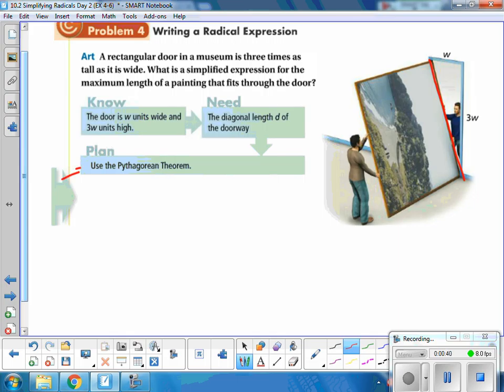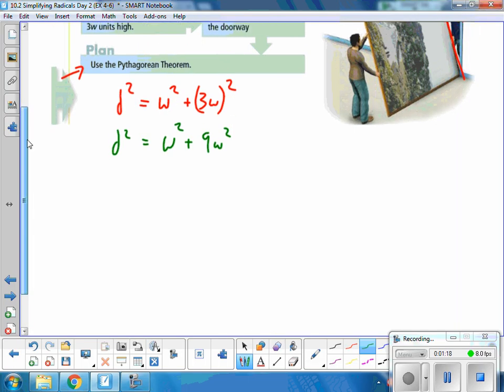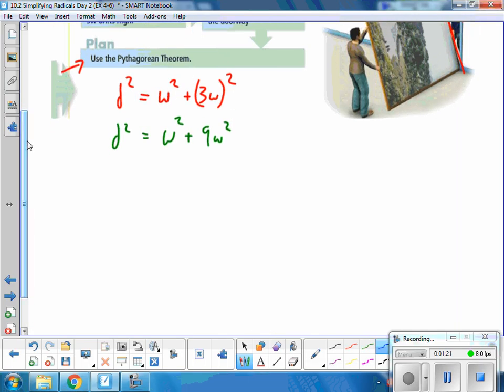So our plan is to use the Pythagorean theorem. Let's work through that and build this together. The Pythagorean theorem tells me that d squared, which is going to be the length of my painting, is going to be w squared plus (3w) squared, and I'm squaring the whole thing, so it's important to keep track of that. Doing some simplifying, I see that d squared equals w squared plus 3 squared, which is 9, times w squared. Now I'm going to work through these.